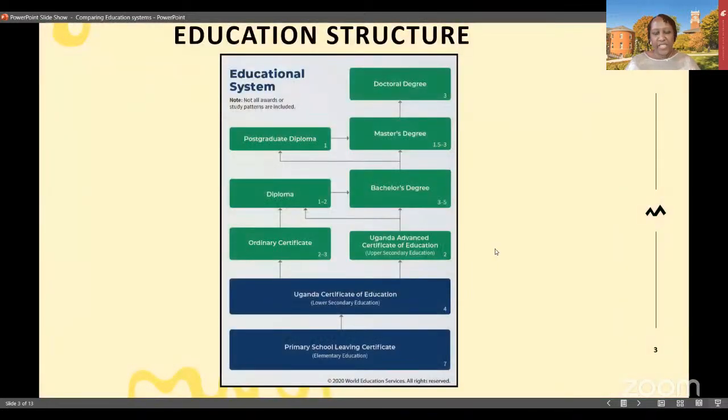Education structure. Starting with the Ugandan system, what you see right here is Uganda's education structure. Kids start school at 6 years old. I hope that's still the case. They spend 7 years in primary school, 4 years at the lower secondary level, 2 years at the upper secondary level, sometimes 3 to 5 years for a bachelor's, 1.5 to 3 years for a master's, and then about 3 years plus for a doctoral degree.